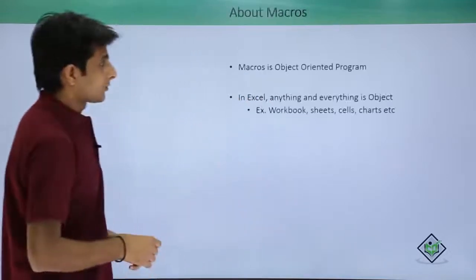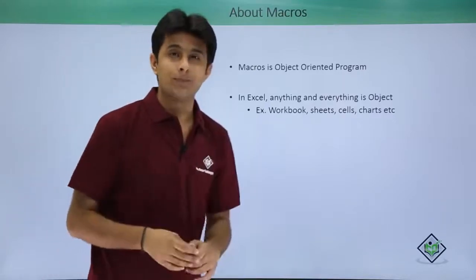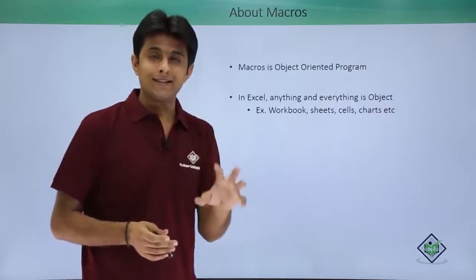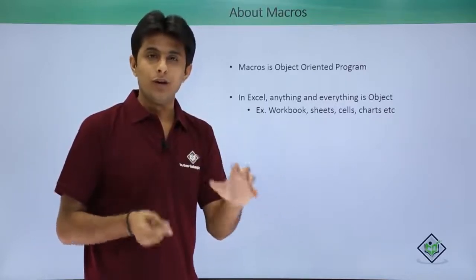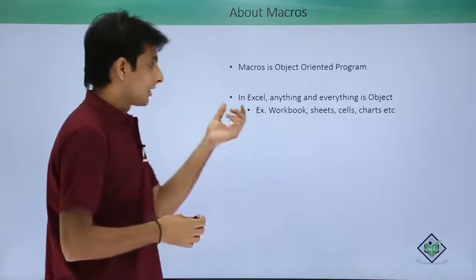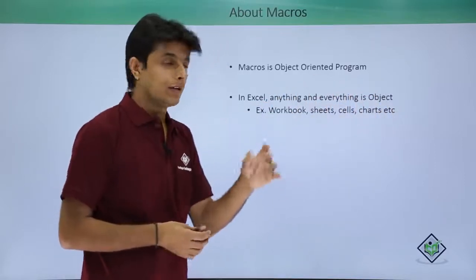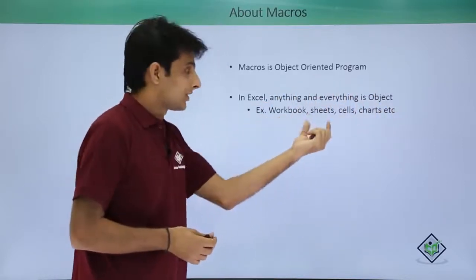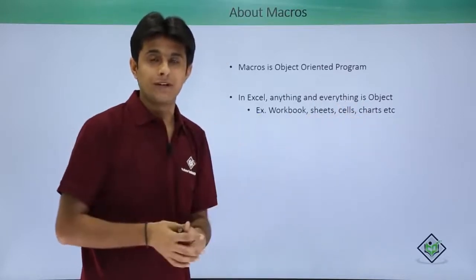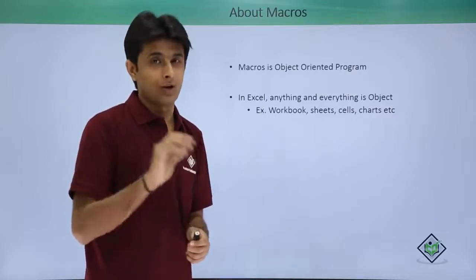Okay. So let's see the next one. A macro is basically an object oriented program. When I say an object, what exactly does an object mean? Inside Excel, Word, PowerPoint, anywhere you go, everything is an object. In fact, Excel itself is an object. In Excel, anything and everything is an object. When I say everything, I mean it: workbook, sheets, cells, charts, everything. All these come under objects. A macro works only on these objects. Without objects, it cannot work.